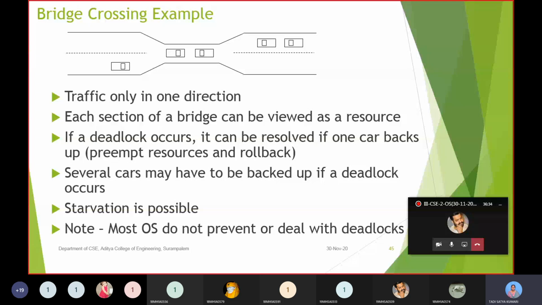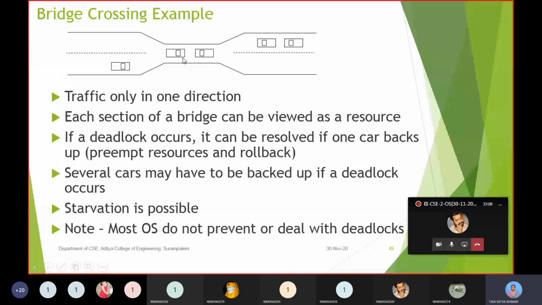Okay. So here each section of the bridge, that means we have the left side and right side of the bridge, we are taking as a resource, this one and this one. Okay. So right now there are two cars which want to travel in both directions on the bridge. Both these cars are on the bridge at the same time, but on the bridge we have a restriction that traffic will be allowed in only one direction.